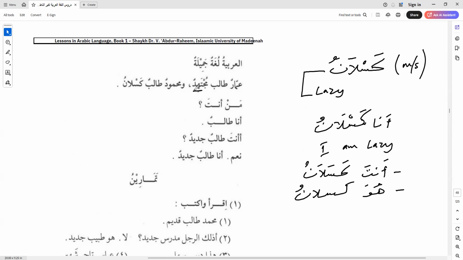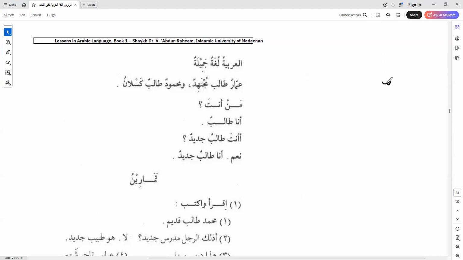Ammar mujtahidun. Ammar talibun mujtahidun. Ammar is a hard-working student. ومحمود طالب كسلان. من أنت? Who are you? But we say من أنت. من أنت? أنا طالب. من أنت can also mean what's your name? Sometimes they use it. Man anta. Who are you?